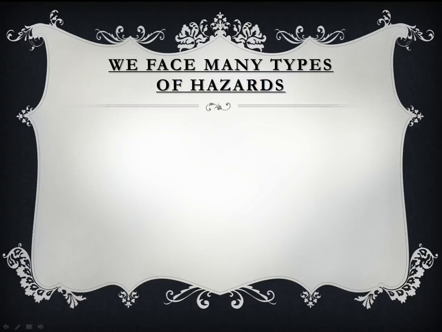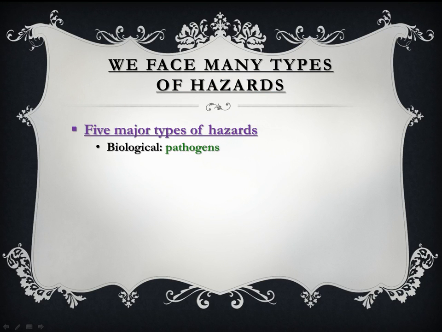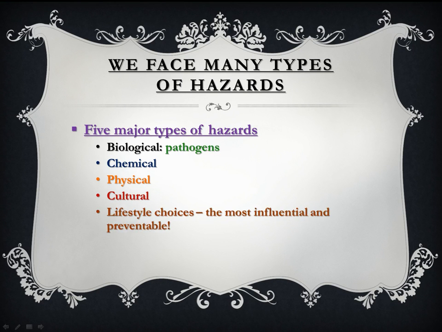So, some of the many hazards we face every single day. There are five major types. First, biological: the pathogens which you covered in the water pollution chapter, viruses and bacteria, protozoa that can cause illness. Then of course we have chemical, physical, cultural, and lifestyle choices. Lifestyle choices seem to have the most impact on our health, but are the most preventable, since they're related to the decisions we make in our daily life.